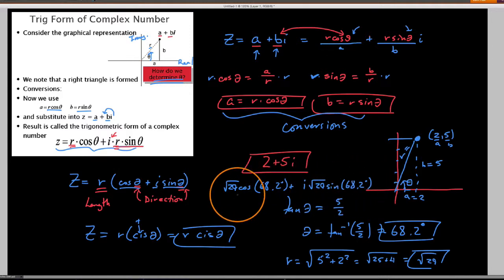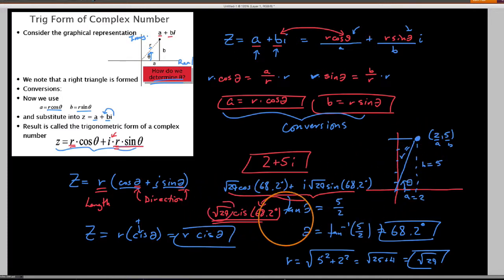And even simpler yet, we could take all of this and boil it down to basically root 29 cis 68.2 degrees. All this is communicating is essentially that we are going this far, square root of 29 outward, in a 68.2 degree direction, which is this angle right here. But this is what we call the trig form of a complex number, and it's a great form because it just tells us what direction and how far to walk as opposed to left, right, up, and down to get to a number. Cheers.